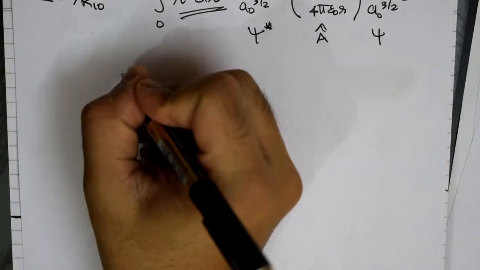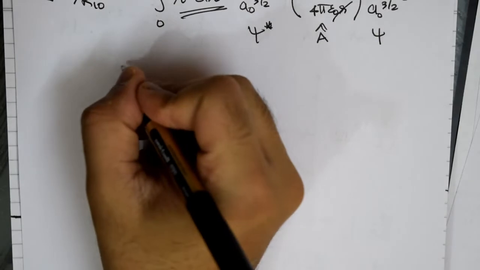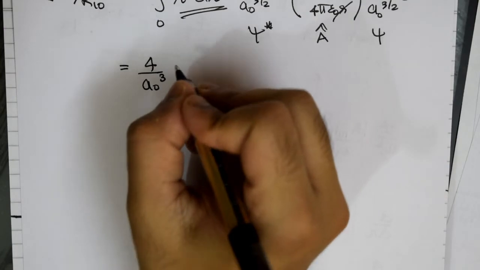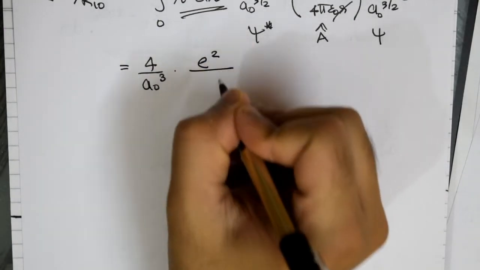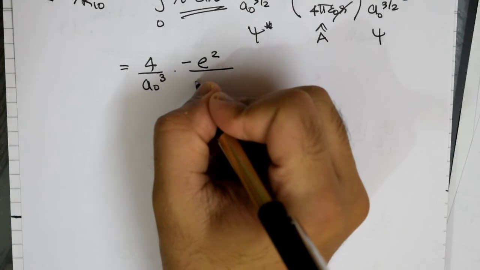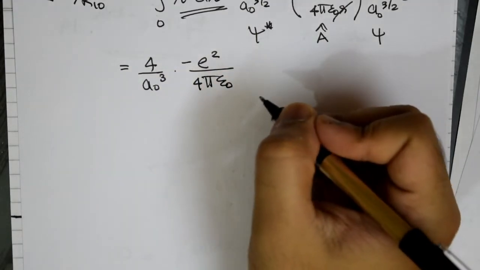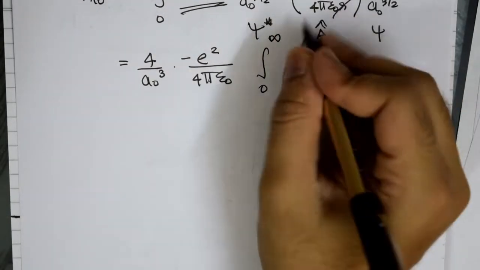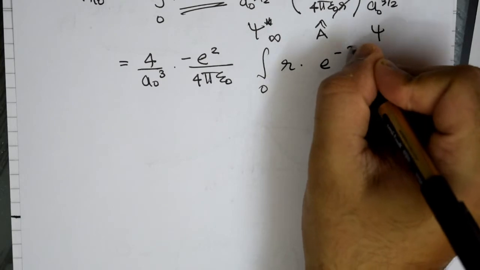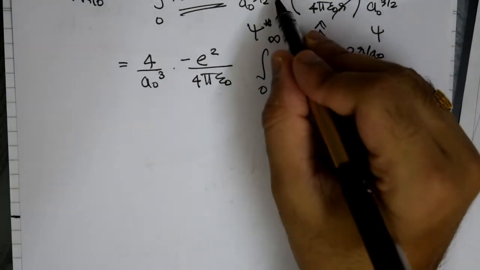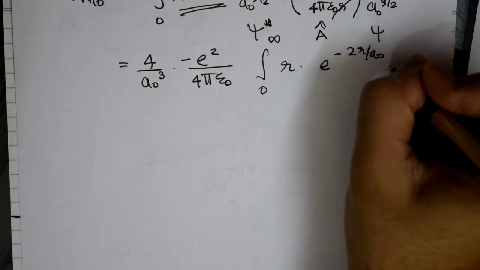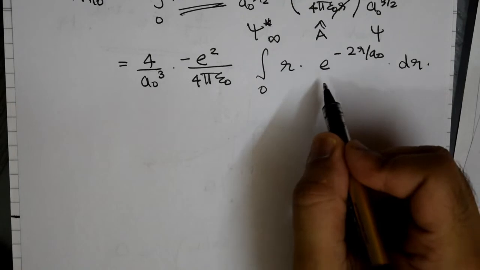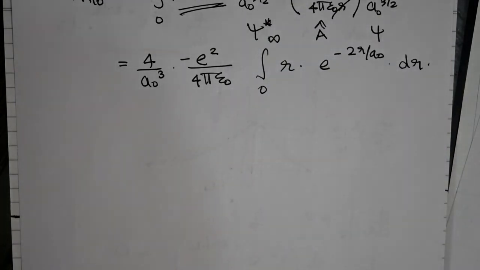So what ends up happening, you have an r that gets cancelled here. This will be nothing but 4 by a naught power 3, which we are able to take out, and then you also have an e square, which is the square of the charge of the electron, minus e square over 4 pi epsilon naught. So you have this completely taken out. Integral 0 to infinity, you have r times e power minus 2r by a naught. How does 2r come? e power x times e power x is e power 2x, times dr. Once again, you have a standard integral of r power 2n plus 1 times e power minus 2r by a naught. Let's try to simplify this a little further.